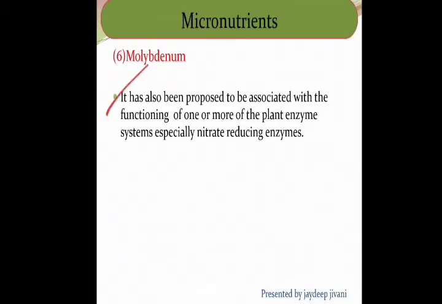First of all, molybdenum is useful as a nitrate reducing agent. Who will work as the reducing agent for nitrogen? Molybdenum will do most of the work. Who will do the reduction of nitrogen? Molybdenum will. So the first function of molybdenum is that it is associated with the functioning of one or more plant enzyme systems, especially the nitrate reducing enzyme.